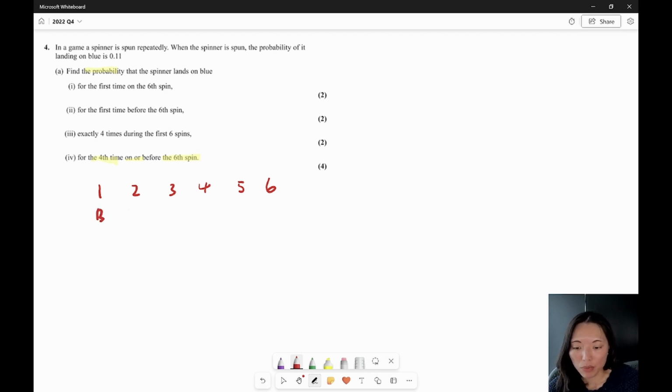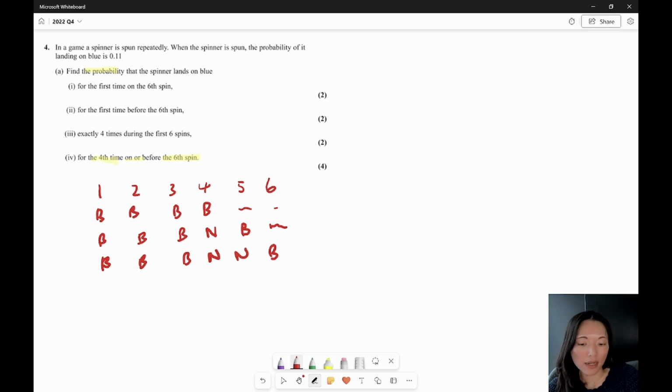So I could have blue, blue, blue, and I could have blue there, and then it doesn't matter what it is. Or I could have blue, blue, blue, not blue, and I'm going to call not blue N, and then I could have blue there, and then it doesn't matter what it is. Or I could have blue, blue, blue, not blue, not blue, blue. So I could have all of these combinations, but to draw all of these combinations out, it's going to take us a while.